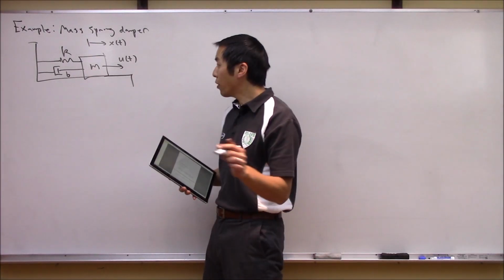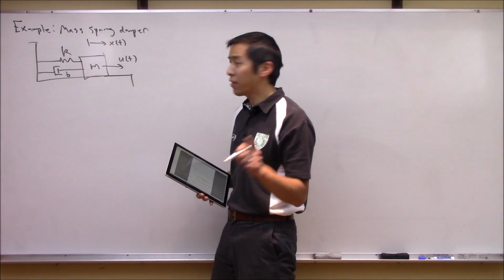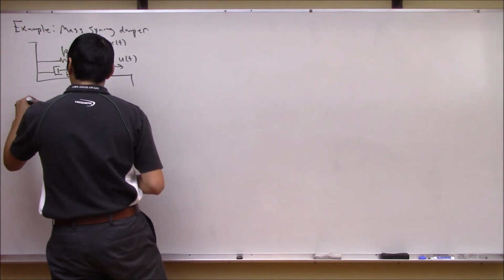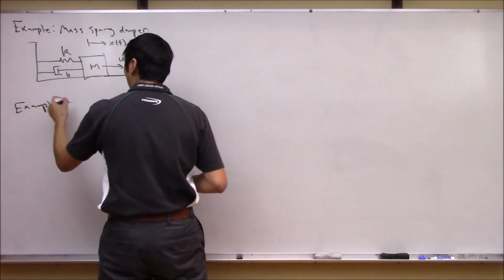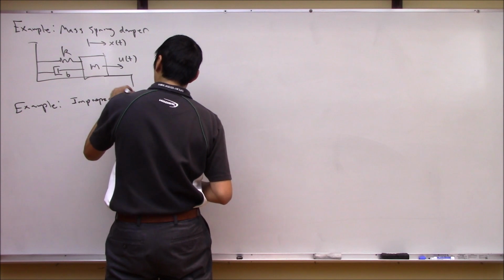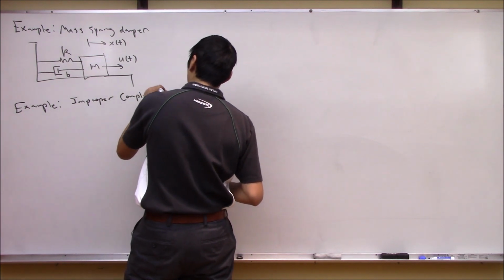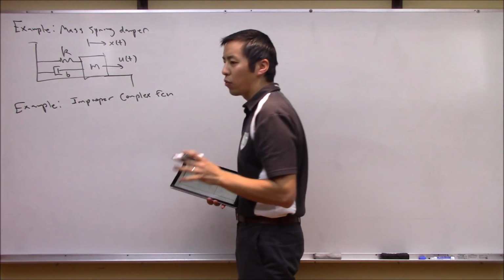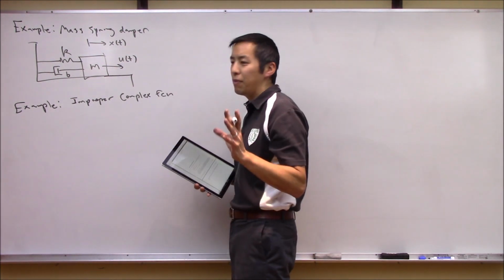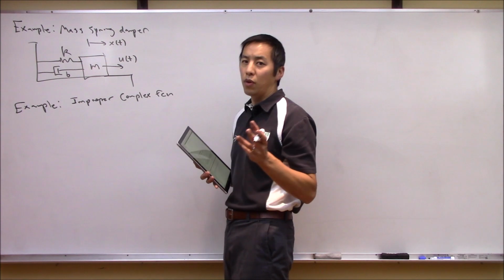All right, so what I want to do real quick before we close and wrap things up here is look at an example, actually the same example we were looking at earlier, where you have a quote-unquote improper complex function. That was where the order of the numerator was equal or greater than the order of the denominator. I want to keep this picture up because we're going to see that it has some ties to a physical system.